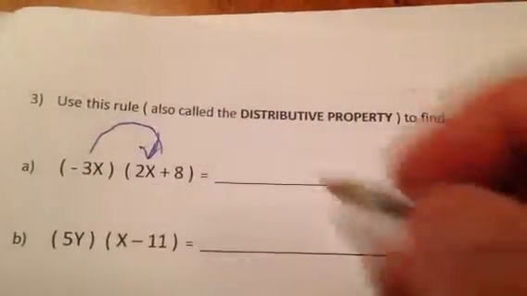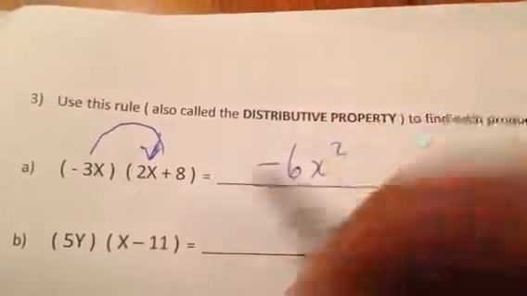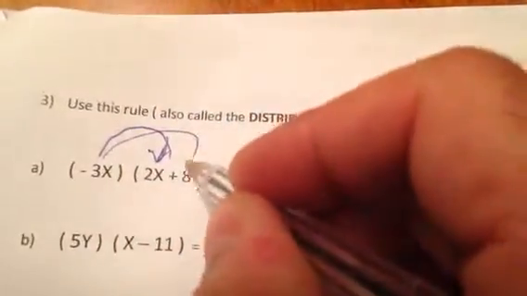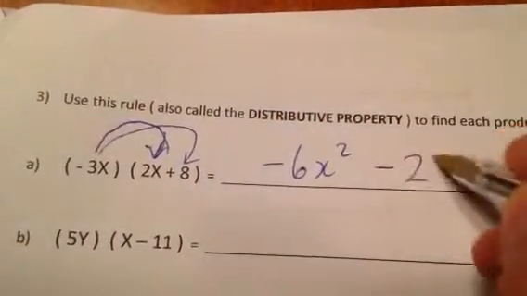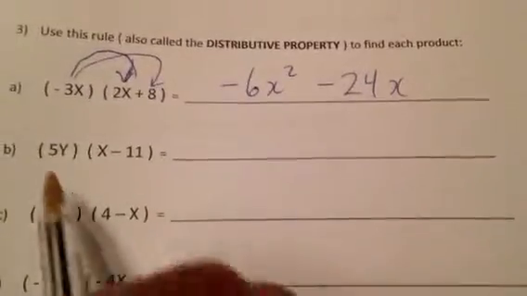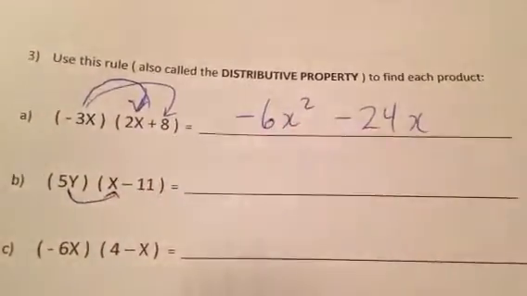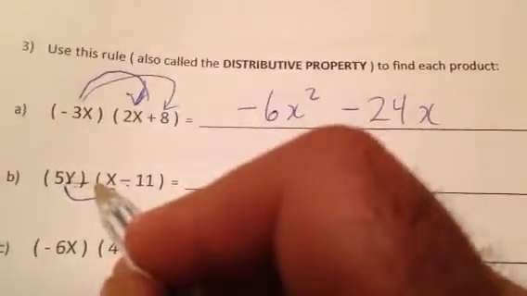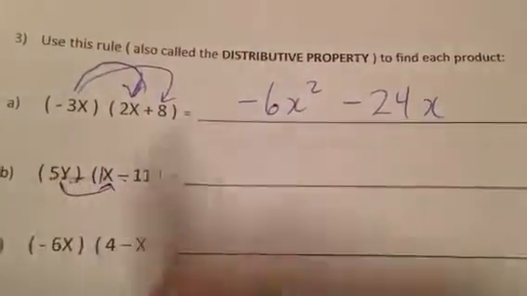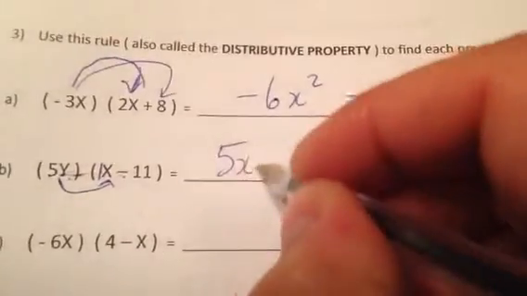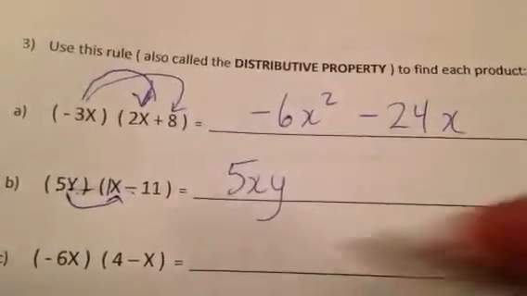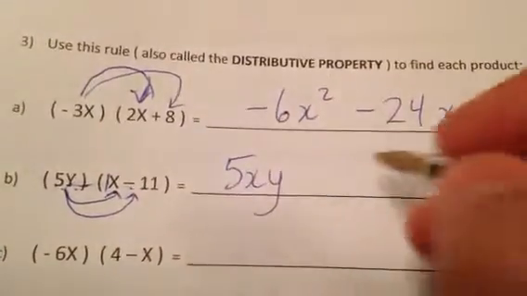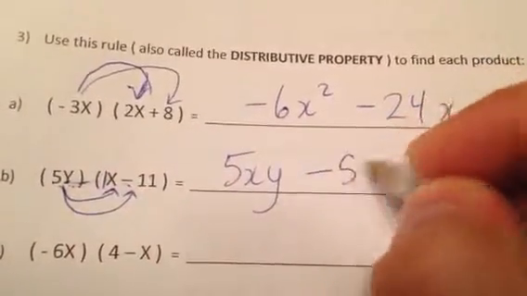So we multiply negative 3x times 2x. So that's negative 3 times 2, negative 6x squared. And then we go negative 3x times positive 8. And that's negative 24x. Okay? So here we go, 5y times x. When y's and x's multiply, they simply join together. This x actually has a 1 in front, so 5 times 1 is 5, and x times y is xy. So 5y times x is 5xy, and 5y times negative 11, we multiply 5 and negative 11, that's negative 55y.